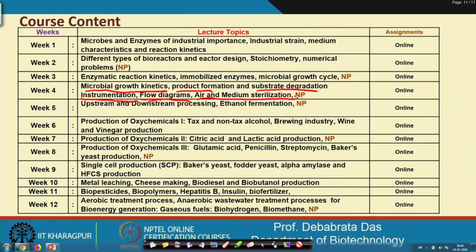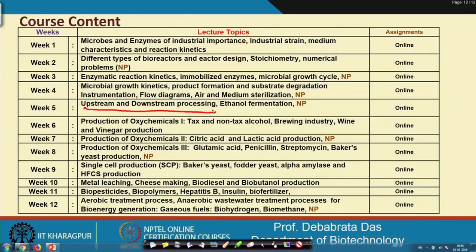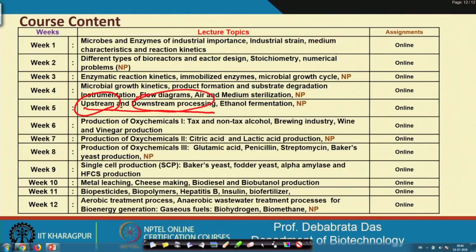So I shall discuss how this air and medium sterilization can be carried out in biochemical processes. This will be followed by upstream and downstream processing. Upstream processing deals with whatever is involved before the fermentation process, and downstream processing means the processes involved after the fermentation is over. The downstream processing is in another way considered the purification process.